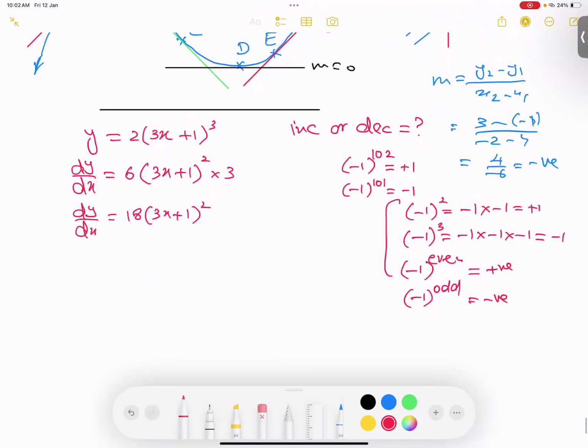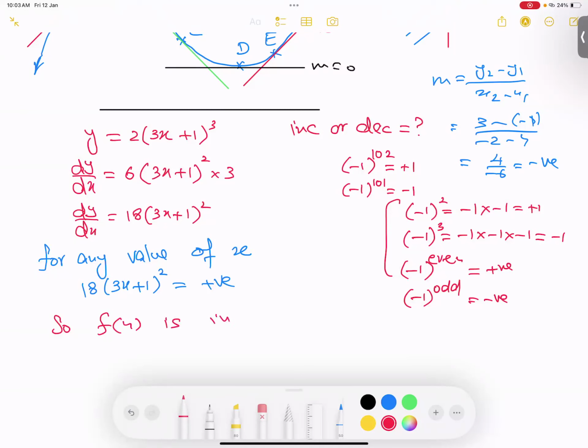I believe you understood that. But how to write it? Can you check for million, trillion numbers? No. Simply check once: is the power 2 even or not? And write a sentence: for any value of x, 18 times (3x plus 1) to the power 2 is equal to a positive value. Hence, we can say that the function is an increasing function. Alhamdulillah Rabbil Alameen, I believe you got my point.